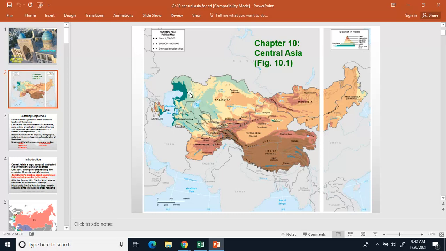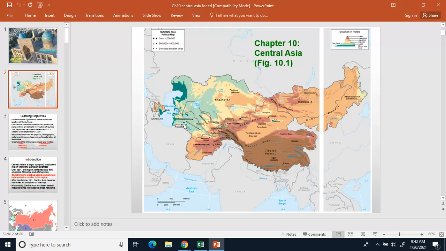So what are the Stan nations? Well, they're nations such as Turkmenistan, Uzbekistan, Kazakhstan, Kyrgyzstan, Tajikistan, Afghanistan, and Pakistan. Although we're not going to talk about Pakistan in this one. But that's kind of the area I'm talking about.